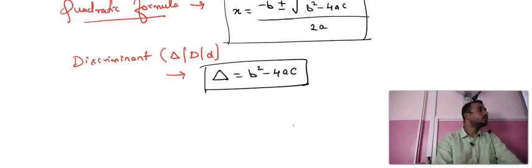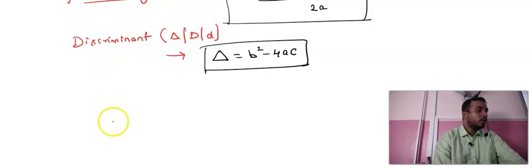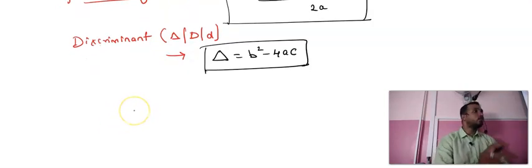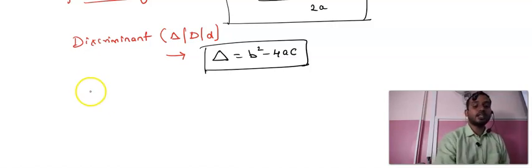Now, which are the ways 1 mark questions will be asked? Either they can ask you the formula directly, chances are high. Second, they'll give you 4 sets of equations. Among those 4 equations, you have to find which is the quadratic equation. Multiple choice question, MCQ.